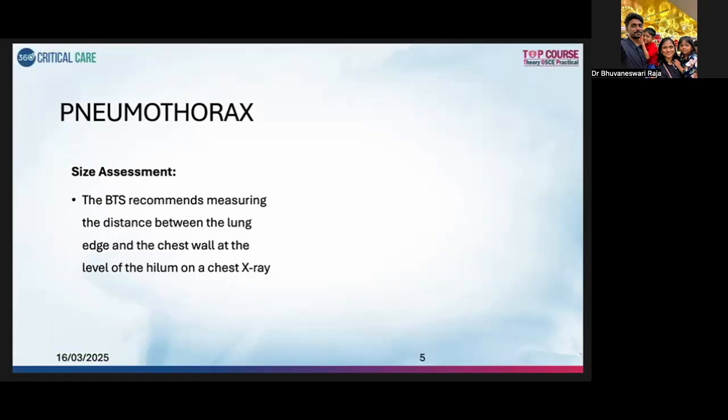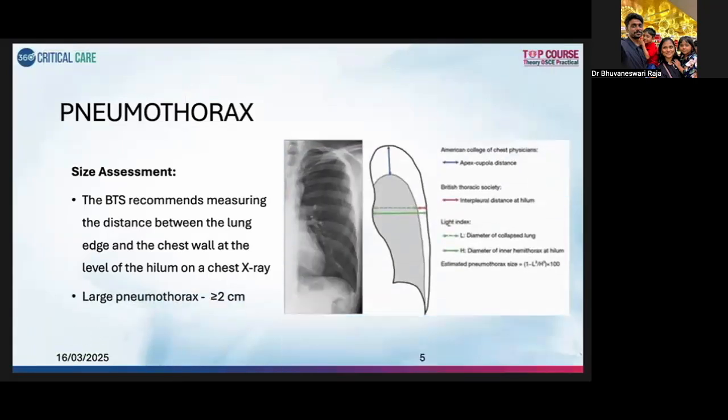When is a pneumothorax called a large pneumothorax? According to British Thoracic guidelines, when the interpleural distance at the level of the hilum is more than or equal to 2 centimeters, then it is called a large pneumothorax. Okay, so whenever the pneumothorax is large, you have to put in an ICD, or if it is a tension pneumothorax, you have to put in an ICD.